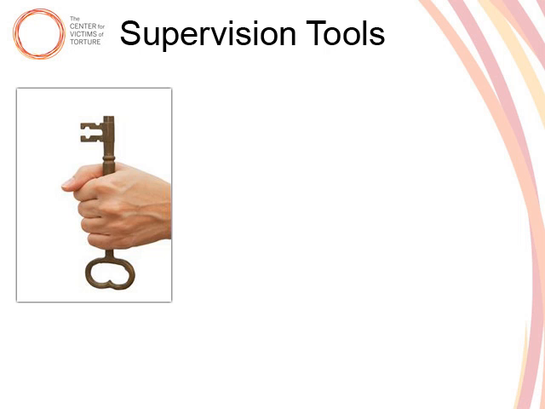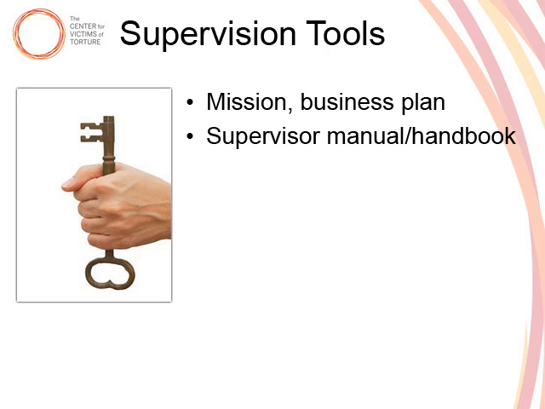Some of these tools include a defined mission and at least elements of an organizational business plan that are shared across the organization. This helps staff understand the larger, unifying goals and purpose behind their work. A supervisor manual or handbook that describes the supervisory approach, procedures, and processes that supervisors need to do their jobs. It should also outline what is expected of supervisors.